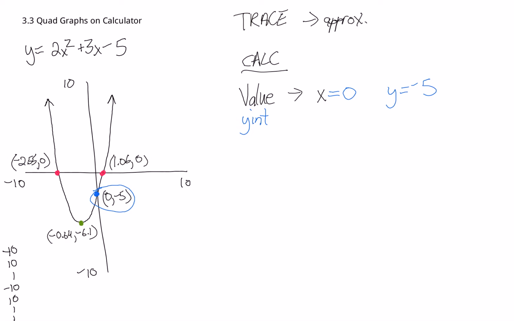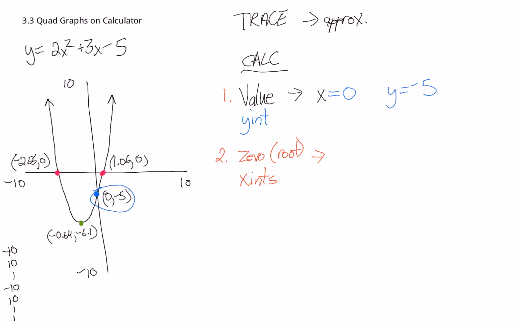The second one on your list, if you go back to second calc, go to number 2 on the list, it is zero. And the zero is just a fancy word for saying x-intercepts. The word root is also used, which also basically means x-intercepts. So that's what we want to use in order to get the x-intercept. So number 2 is zero, number 1 was value. The first one gives you y-intercepts, second one gives you x-intercepts.